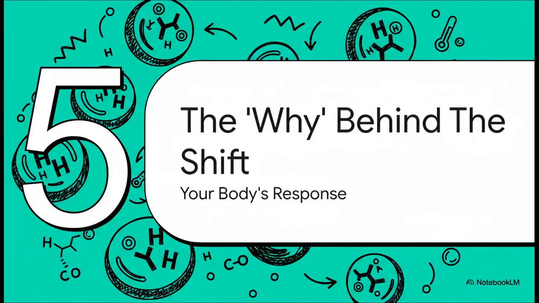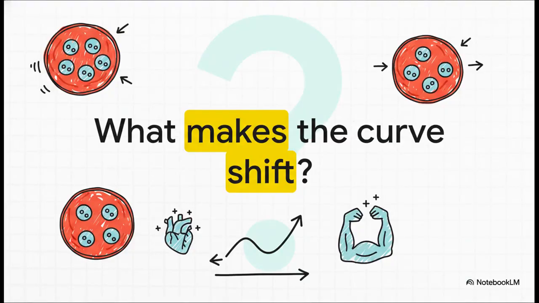So what is it that tells hemoglobin to loosen or tighten its grip? Well, it's not random. It's this incredibly intelligent response to the chemical environment all around it. So let's ask the question, what would actually make the curve shift? What conditions would make your body want to deliver oxygen more easily, or maybe hold on to it more tightly?